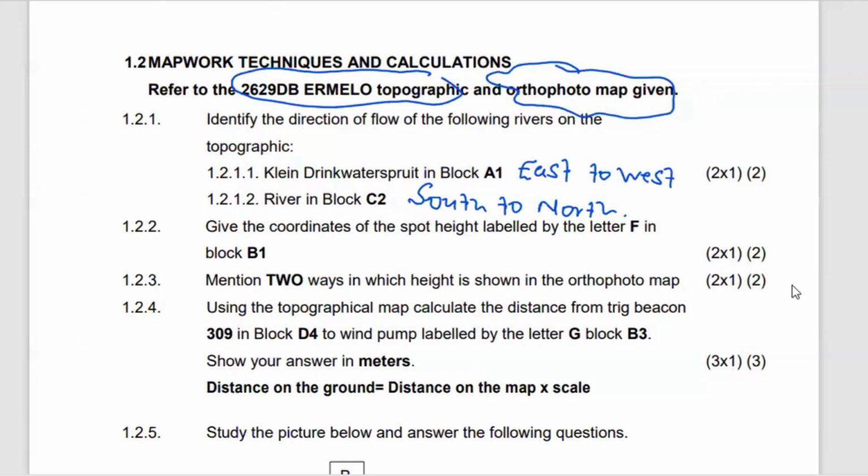So the coordinates are 26 degrees, 31, 37 minutes south. And then we have 29 degrees, 55, and 25 minutes east.